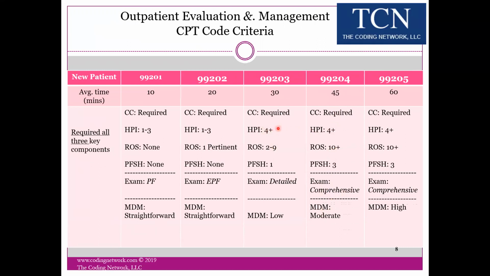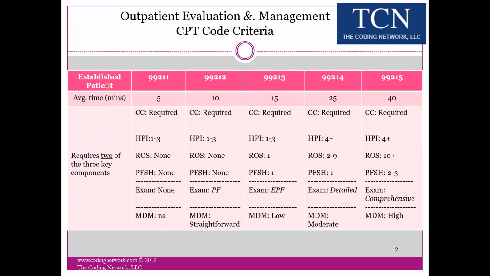for even a 99203. But for a review of systems, you only need 2 up to 9. So you could have as few as 2. And then for the past, family, and social history, it only requires 1 of those. The exam would be detailed, and medical decision making is low, so that's that low severity.